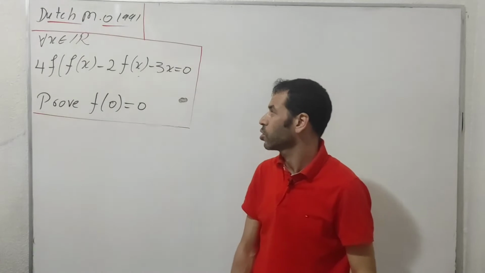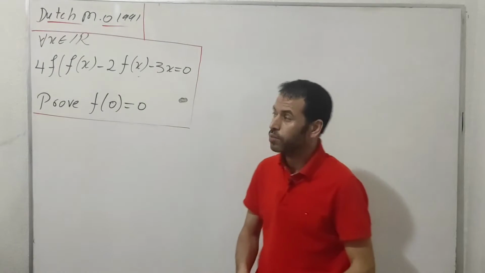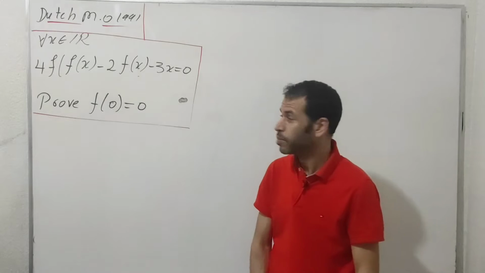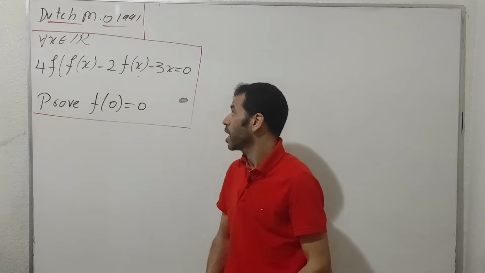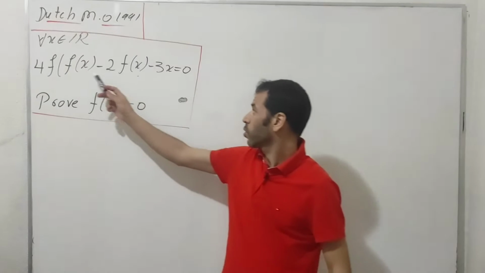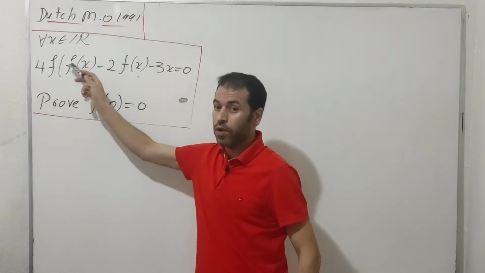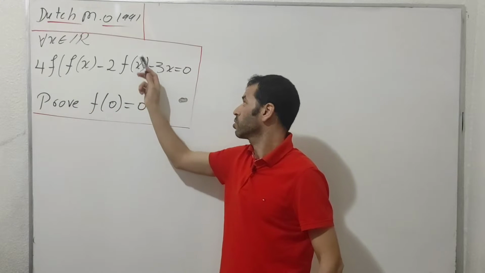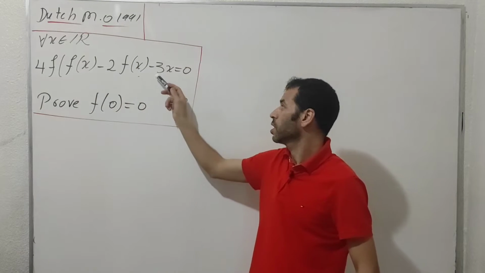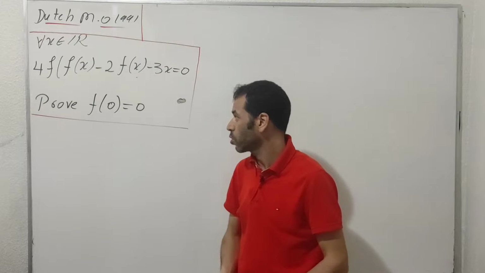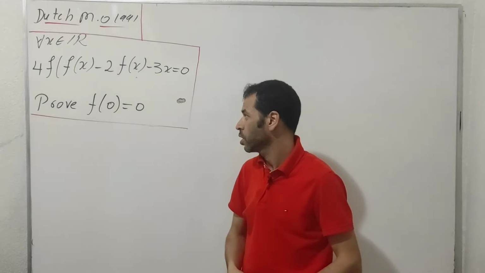In today's video, I'd like to introduce you to a very nice problem from the Dutch Mathematical Olympiad, edition 1991. Here is the following setup: for all real numbers x, we have 4 times f of x minus 2 times f of x minus 3x equals 0. Our goal is to prove that f of 0 equals 0.